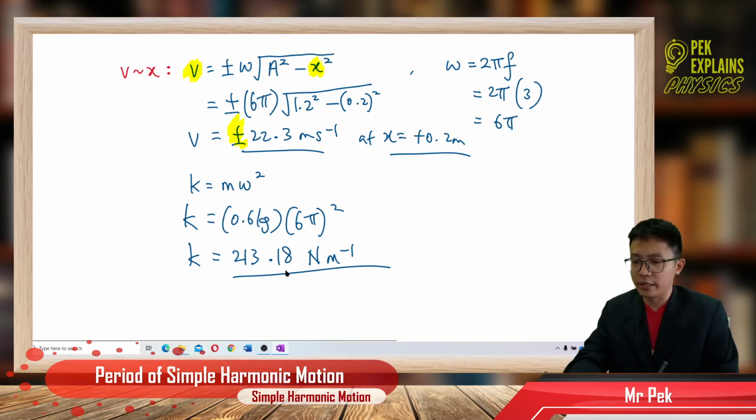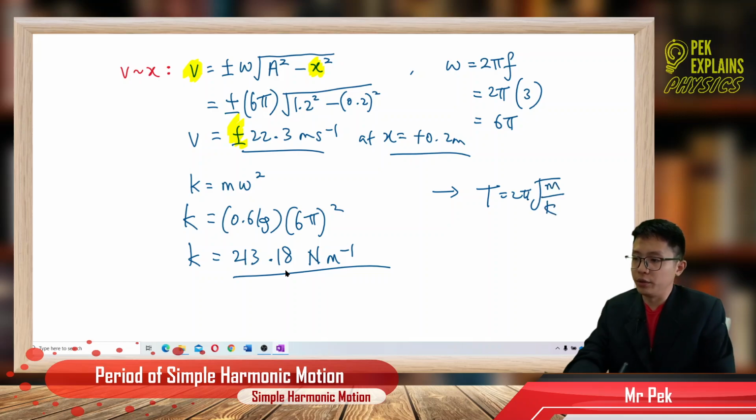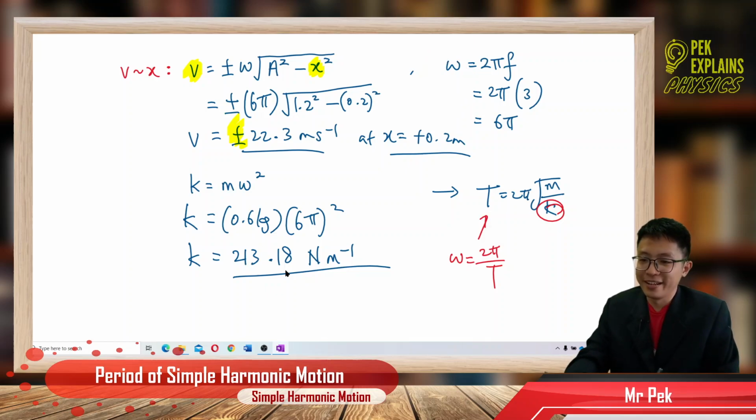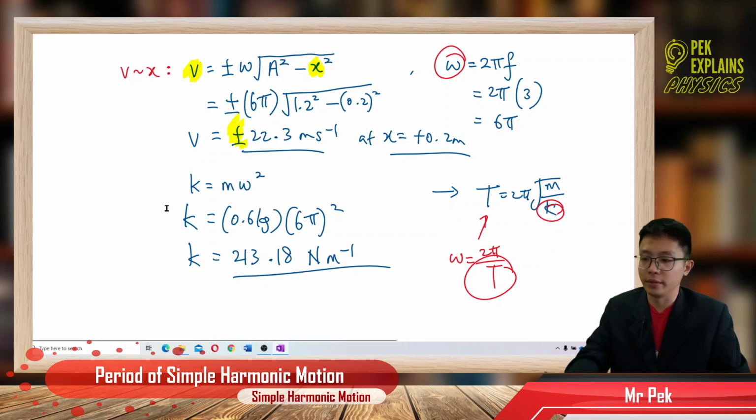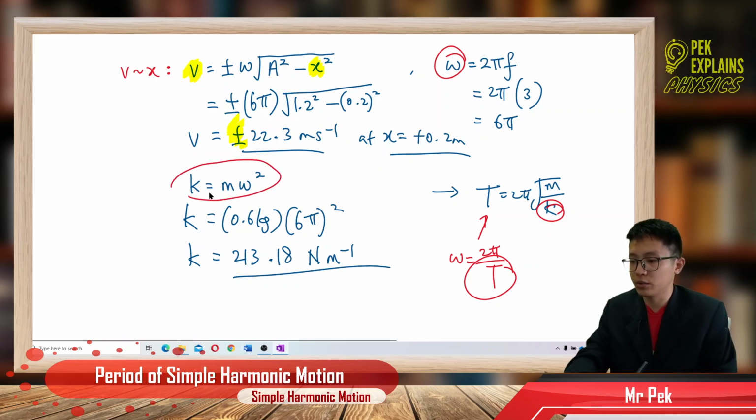Or you can use another formula, which is period equal to 2 pi square root of m over k, to find the k. The period you take from omega equal to 2 pi over period. We already have the omega, so we can get the period, then use this formula to find the k. Either way, you still get the same answer, 213.18 Newton per meter for the spring constant.